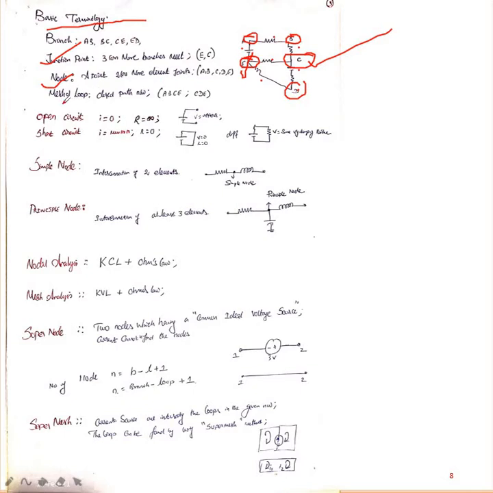The next one is a mesh and a loop. What is that? It is a closed loop path of the circuit. This is one closed loop path. This is also one closed loop path. This is the mesh you can say, or another name is loop.